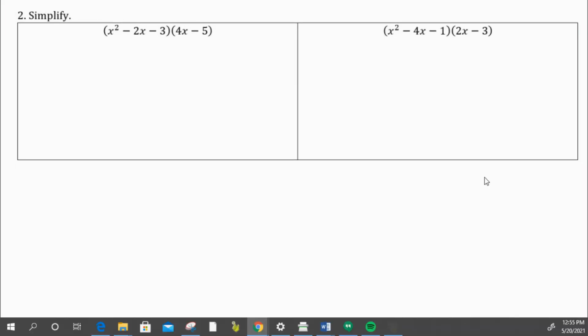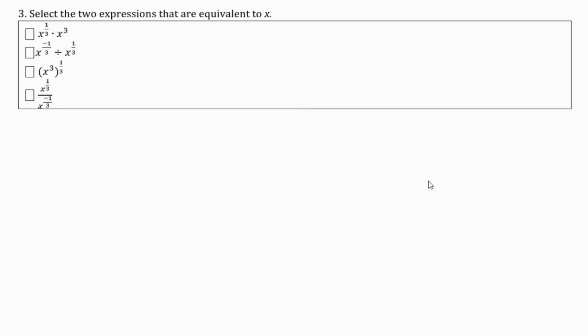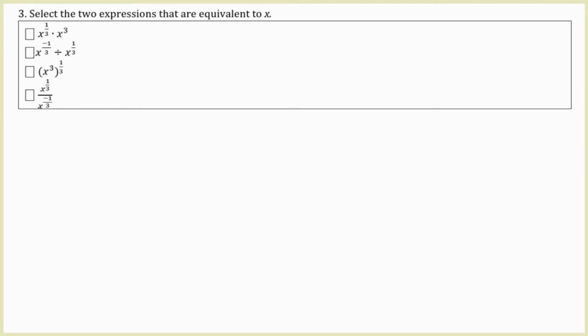Okay, let's check out the next set of questions. Select two expressions that are equivalent to x. There is a typo in this particular one. Only one of them actually equals x.